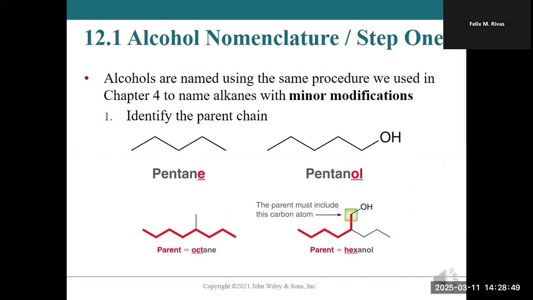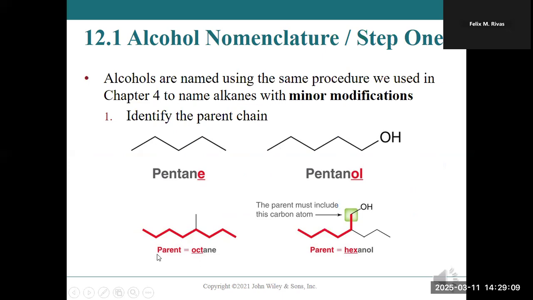Here's an example of how the name changes from pentane to pentanol. So what we do is we change the ending of the alkane from an E to an OL, and that will indicate that there's an alcohol there. By having this OL included in the name, the alcohol is included as the parent chain.